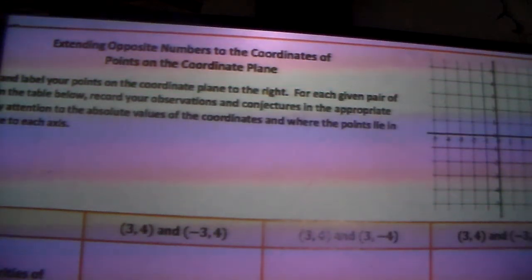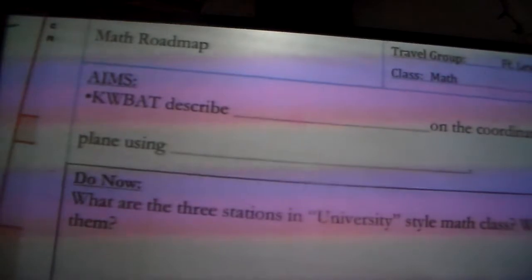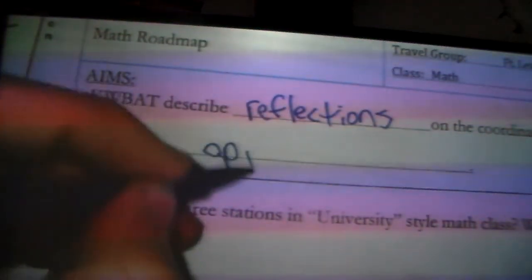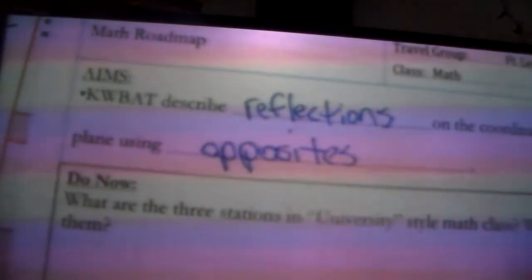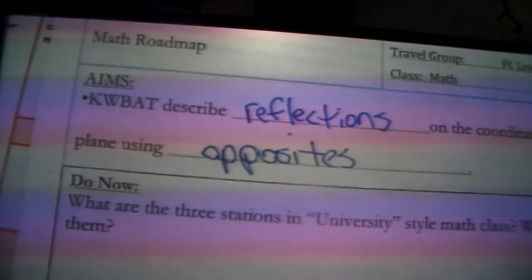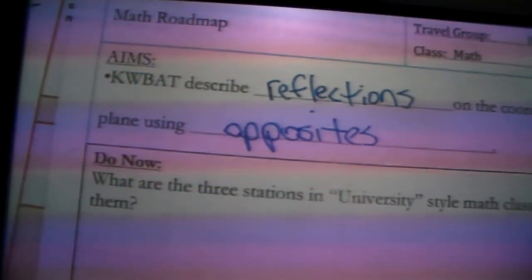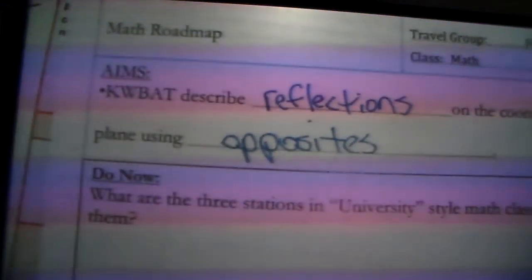And our aim today is going to be, Kipsters will be able to describe reflections on the coordinate plane using opposites. Reflections on the coordinate plane using opposites. So if you think about what a reflection is, when you look in the mirror, it's the same thing as what you see. It's just flipped over. So we're going to look at these on the coordinate plane. Same thing, we're looking at our points from yesterday, but now we're going to reflect them over axes.